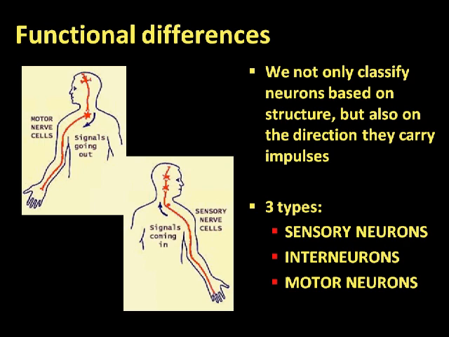Some functional differences between some of the ways that we classify. You should be familiar with this because we've already talked about sensory, integrative when we talked about the central nervous system, the brain, and motor neurons. So this is all going to apply or be sort of review. So not only are neurons classified based on structure, but perhaps more importantly, what they are doing, the direction that they carry the impulse, which direction the information is going, to the brain or from the brain.